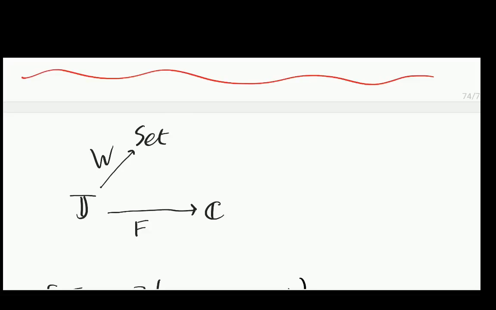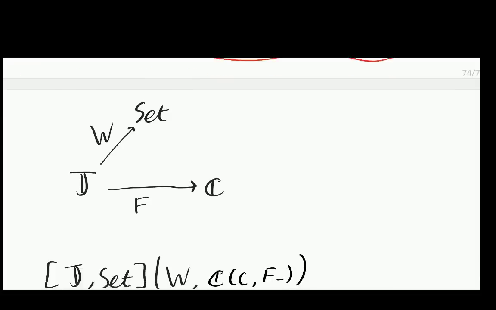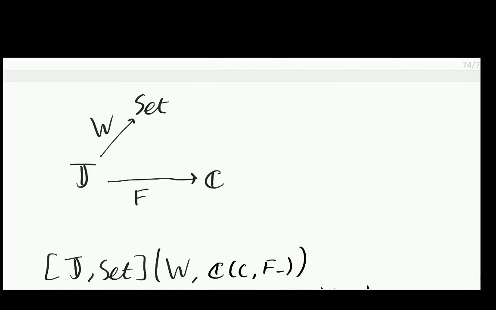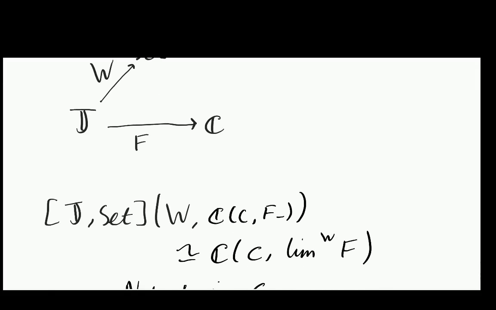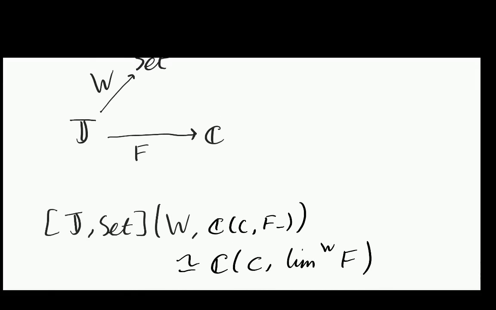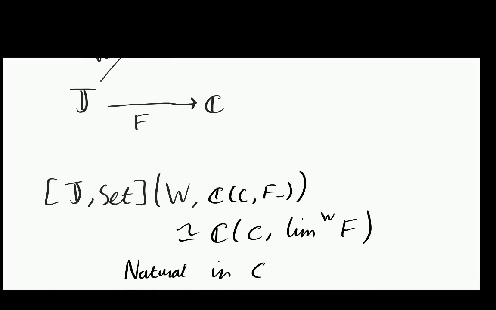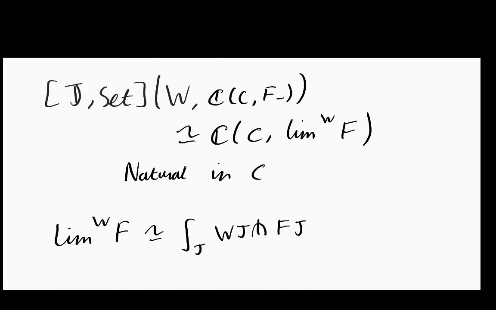Now, just to give you a definition of what a weighted limit is, if we have a functor F from J to C and a functor W from J to Set, then the limit of F weighted by W is defined so that we have this type of isomorphism here, natural in C. And it turns out that we can also think about weighted limits in terms of ends, and basically this is our formula here.